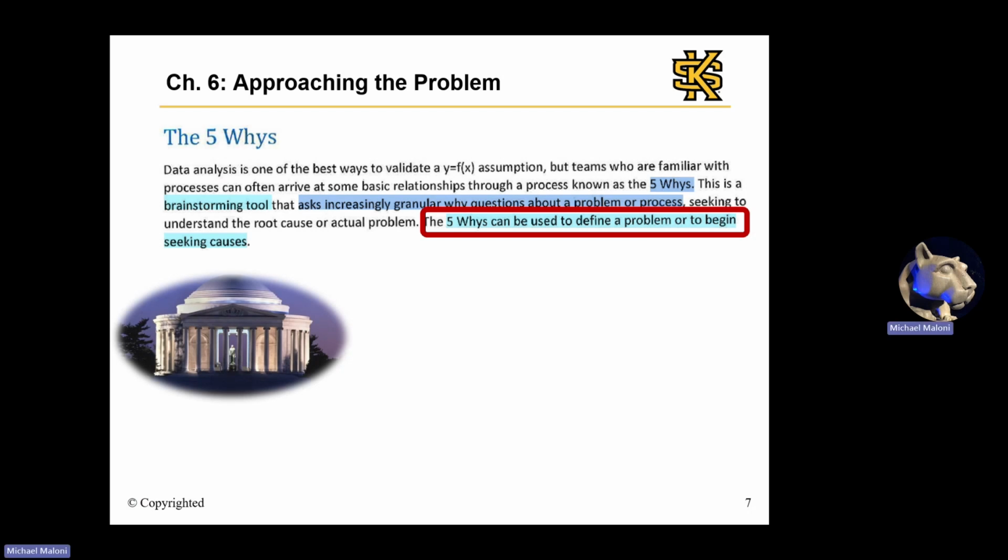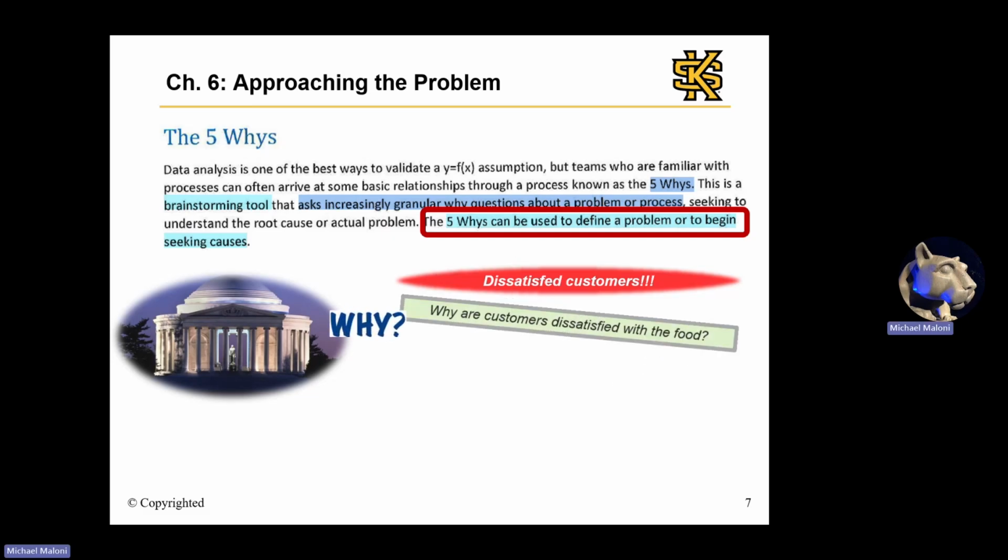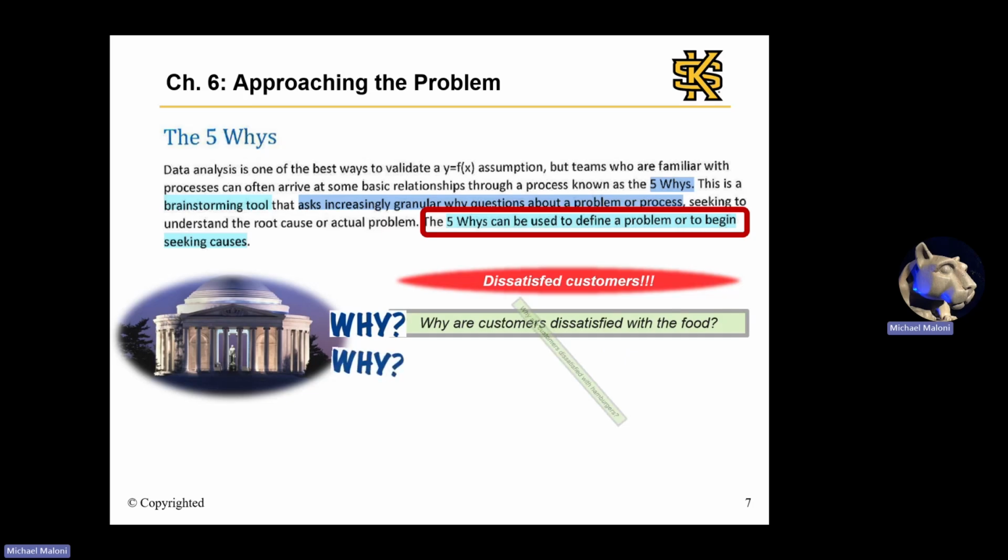The text presents an example with dissatisfied restaurant customers. So the symptom comes from feedback forms showing declining customer satisfaction. So we start the 5 whys. Why are customers dissatisfied? Well, reviewing the forms, most dissatisfied customers ordered hamburgers. Why are customers dissatisfied with the hamburgers? Based on the forms and follow-up with customers, they found the hamburgers to be frequently undercooked.